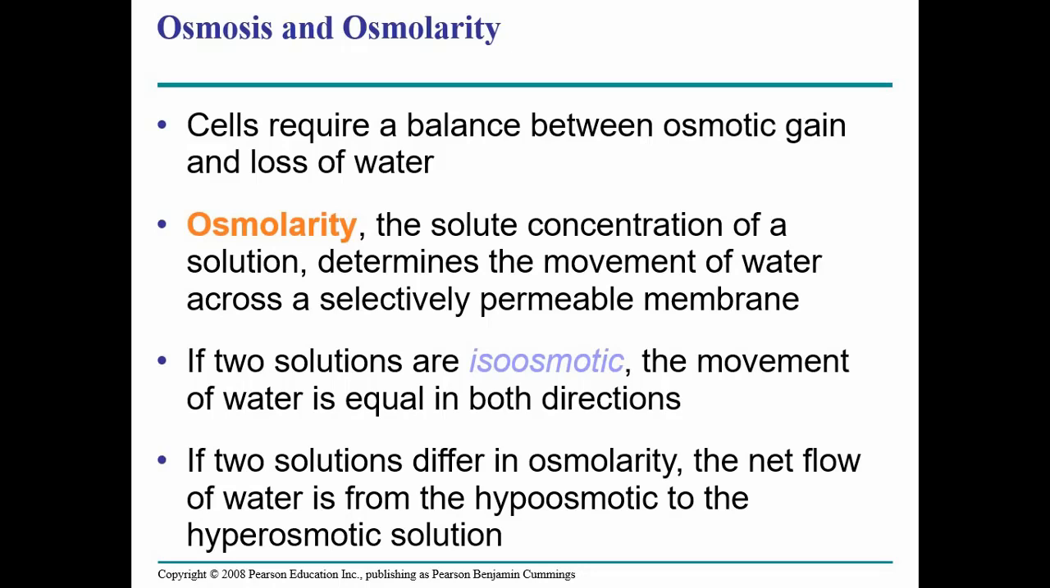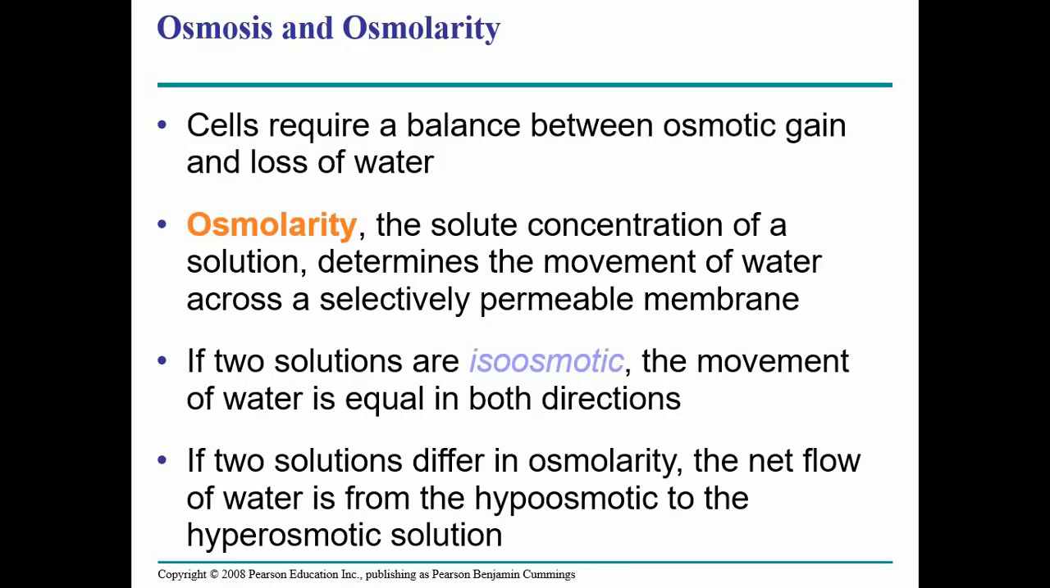The term mostly used when discussing the osmotic properties of the cell is osmolarity. Osmolarity is the solute concentration of a solution, and this determines the movement of water across a selectively permeable membrane. Do you still remember the concept of osmosis, where water tends to move from a high concentration of water, or more water, to less water? That's the basic principle of osmosis, and it also happens with what we are going to talk about right now.